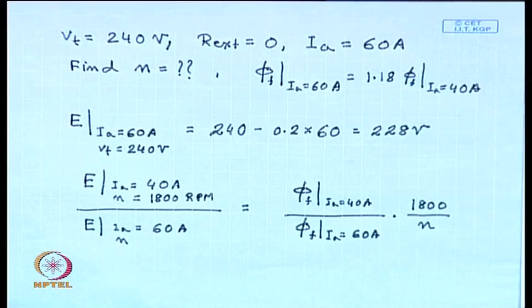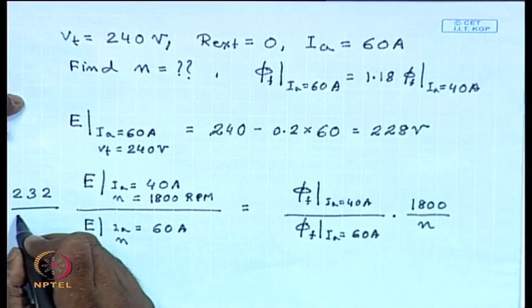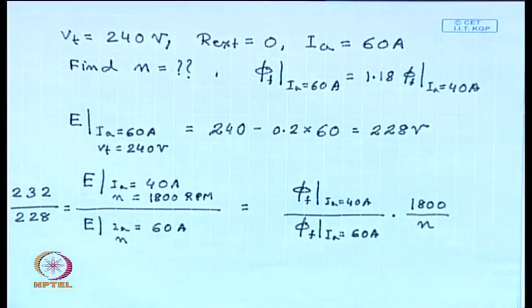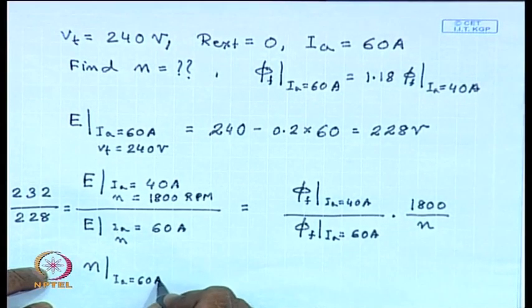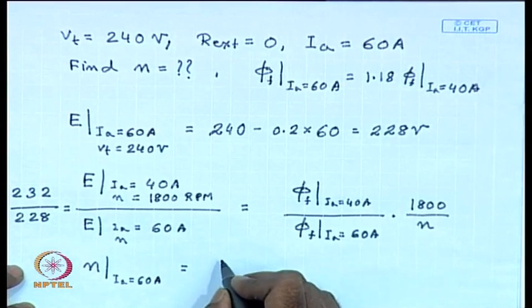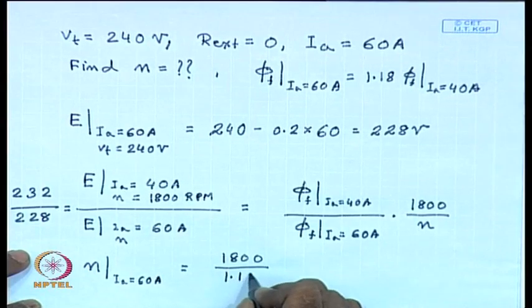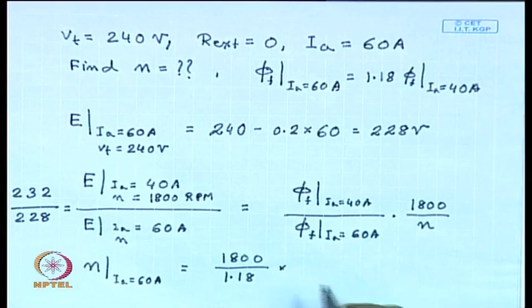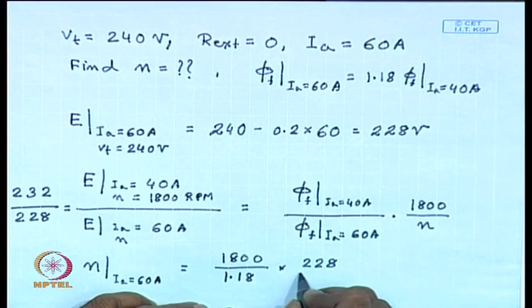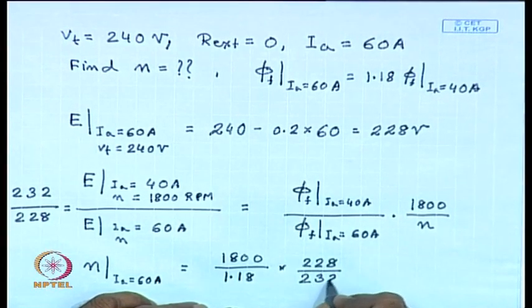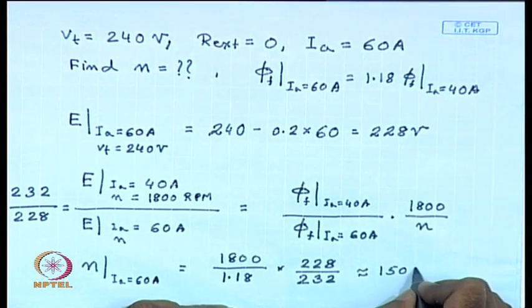So, but this is equal to 232 by 228. Therefore, from here we get n at IA equal to 60 ampere equal to 1800 by 1.18 into ..., this is approximately 1500 rpm.